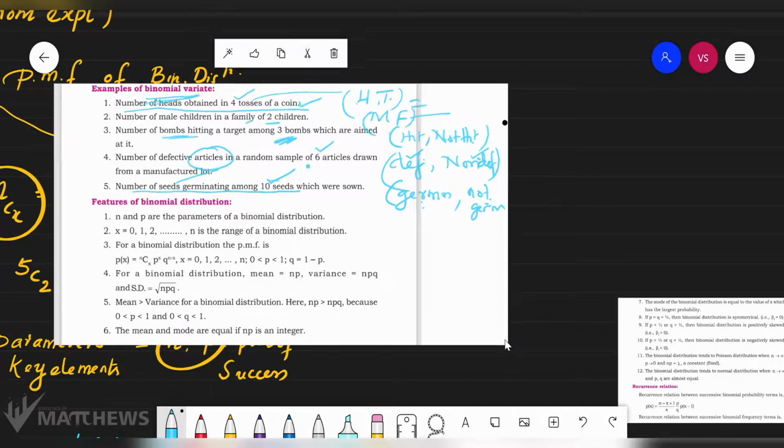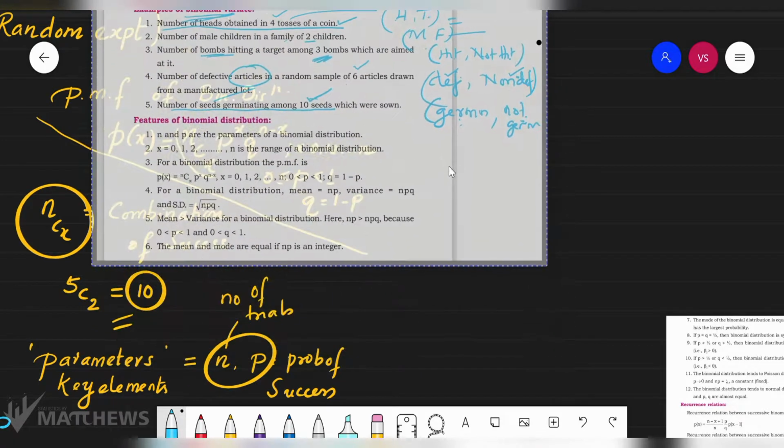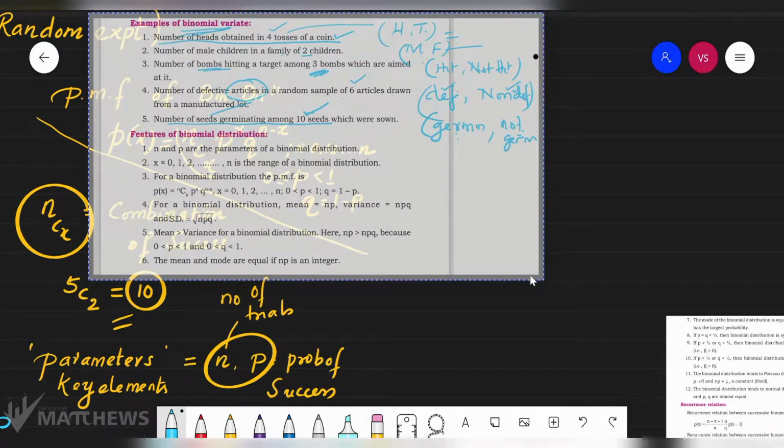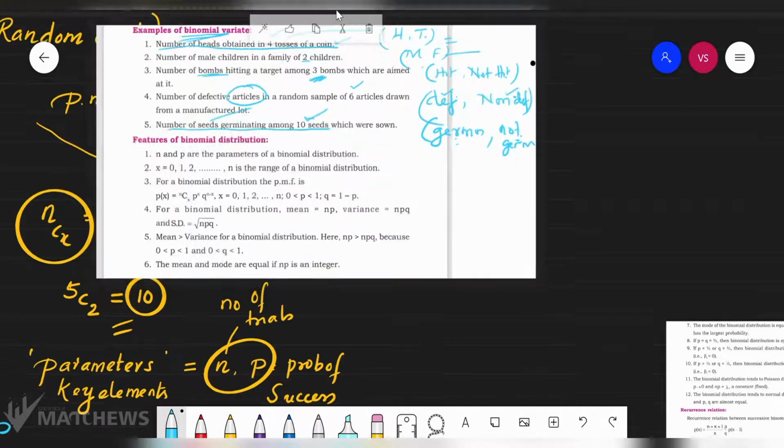So when you come across this kind of example, students, I would just like to share this also, students. Here, what are the features? I have already mentioned two or three of them. Let's learn a few things here. The first thing, you see, n and p are the parameters.